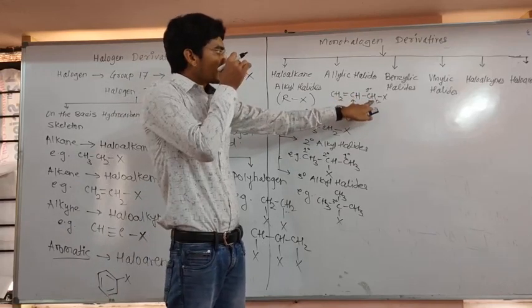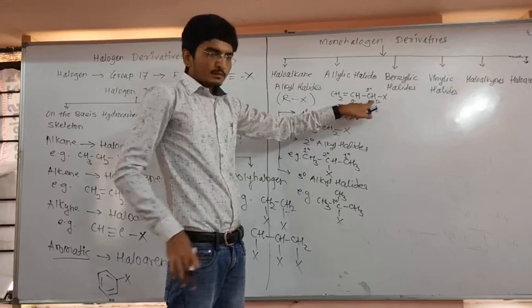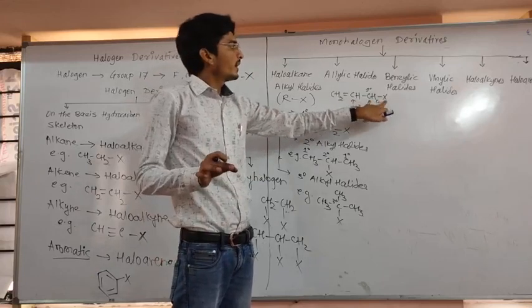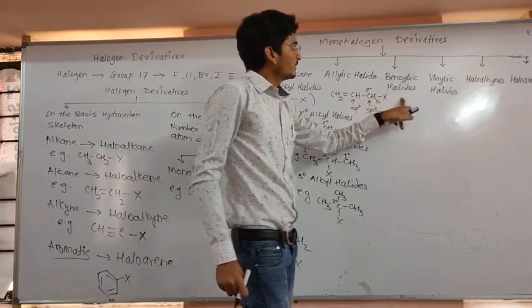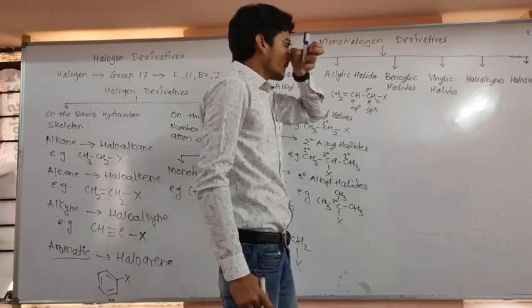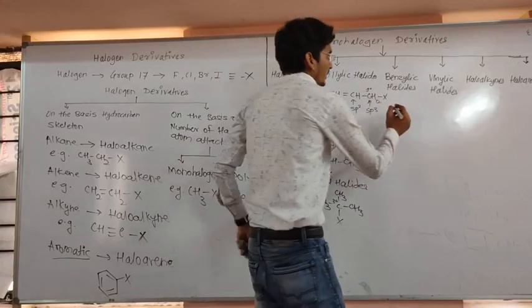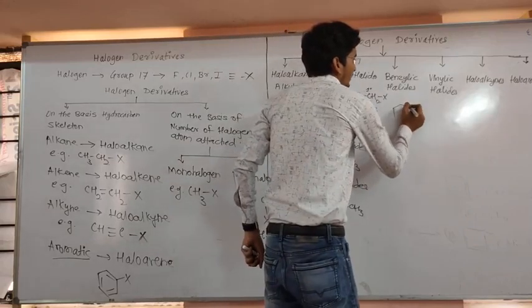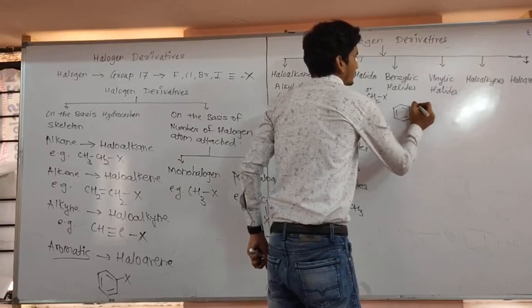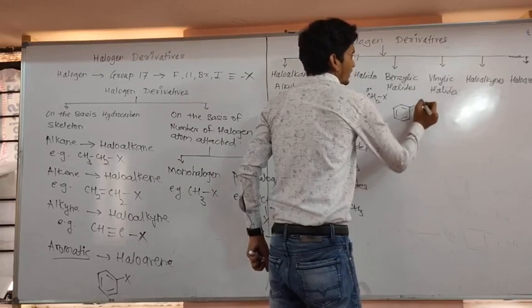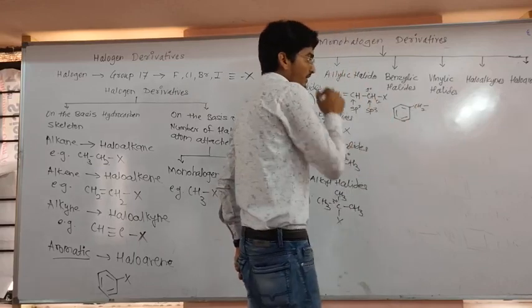In such cases this carbon is called the allylic carbon, and if the allylic carbon has an X atom, then it is called the allylic halides. Next one, benzylic halides. So what is a benzylic group? Again, the same sp3 hybridized carbon is bonded with, so this is an sp3 hybridized carbon, and this group is the benzylic group.